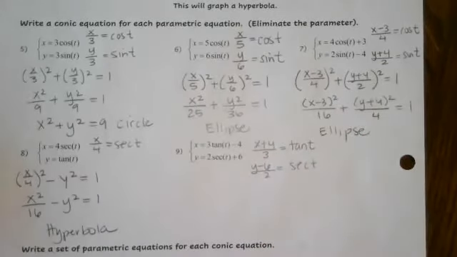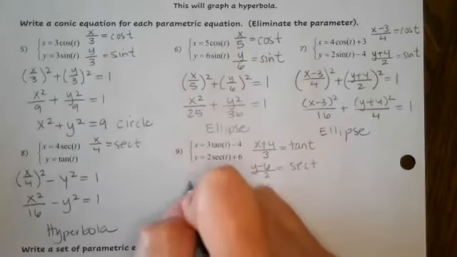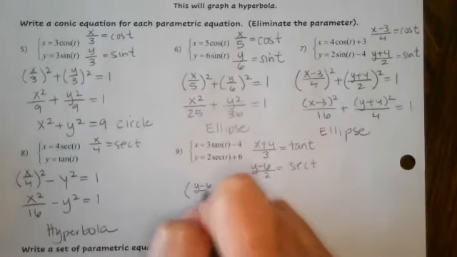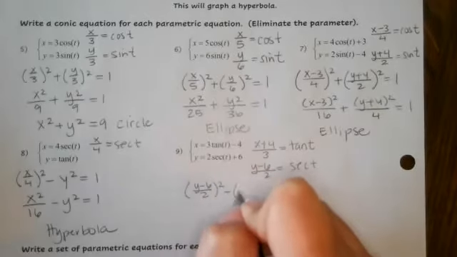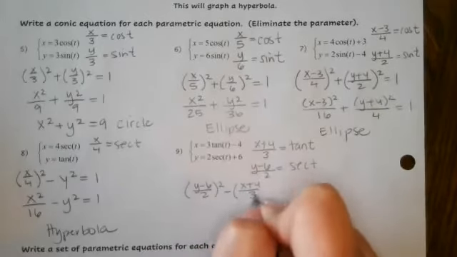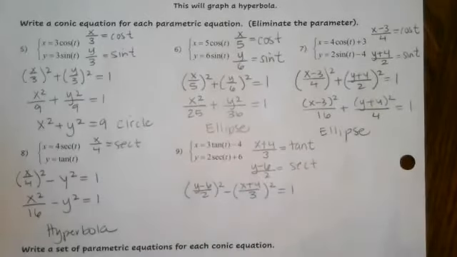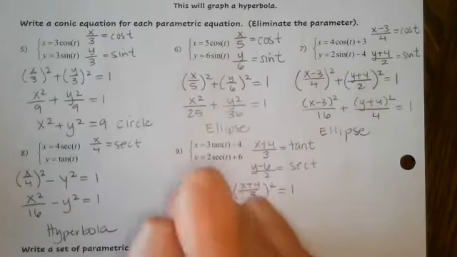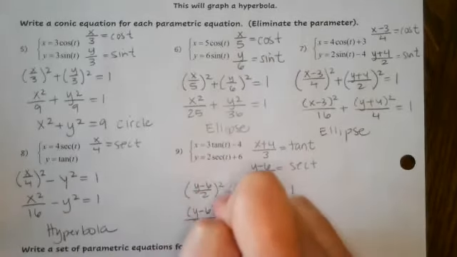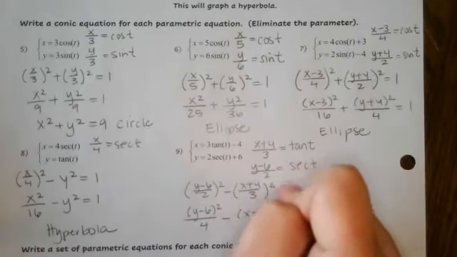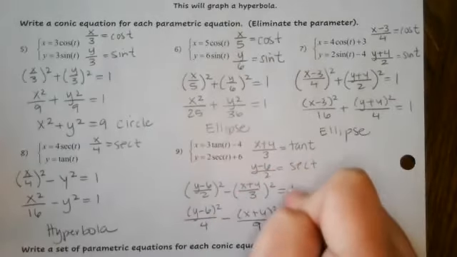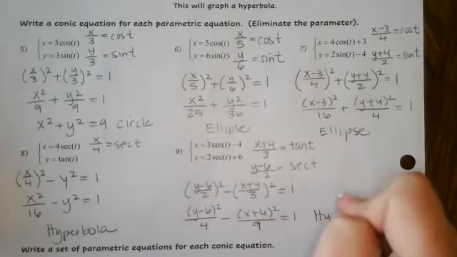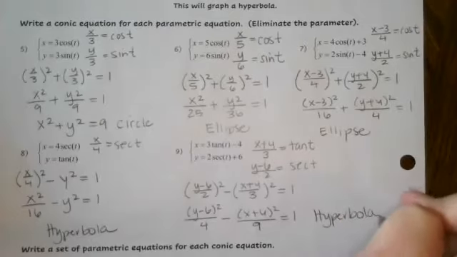Now it told us there to make sure that we put the secant first, since it's secant squared of theta minus tangent squared. So in this case, we would get y minus 6 over 2 squared minus x plus 4 over 3 squared equals 1. And when we simplify that, that's going to give us y minus 6 squared over 4 minus x plus 4 squared over 9 is equal to 1. Again, that's a hyperbola because it's got the minus.